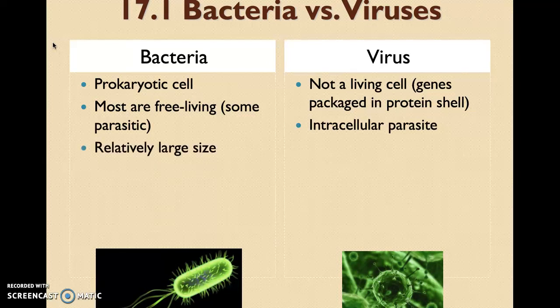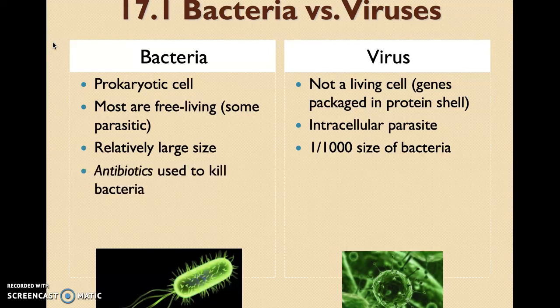Bacteria are relatively large in size. They're still really small, but compared to a virus, they're really large because a virus is about 1,000th the size of a bacteria cell. In order to kill bacteria, antibiotics are used, and inside the bacteria cell, there are hundreds to thousands of genes.